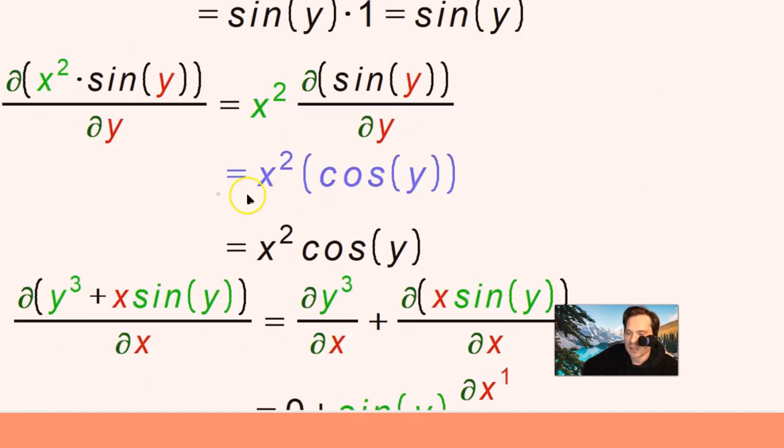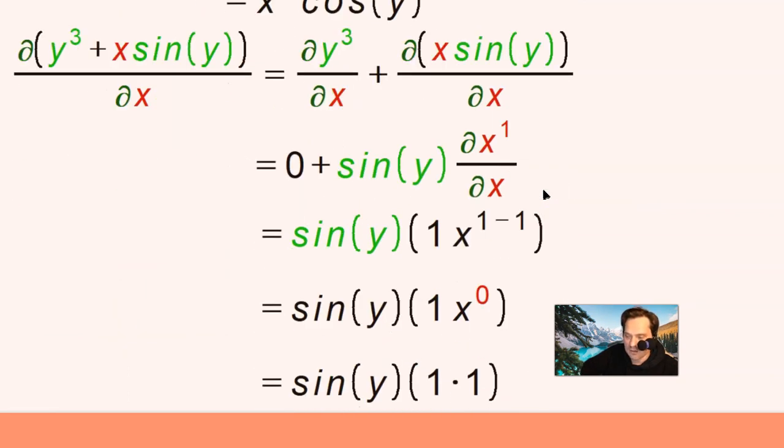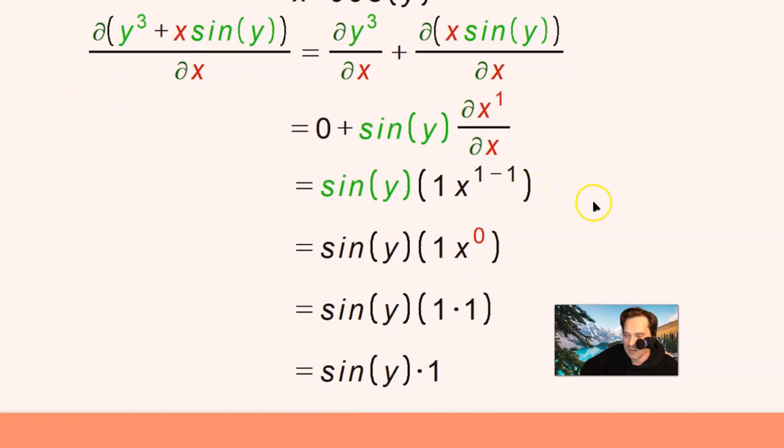This is the second example, x squared times sine y, so it becomes x squared cosine y. And here's the third example, the most extensive, so I'm going to maybe make it smaller. And you can see it though now from top to bottom.